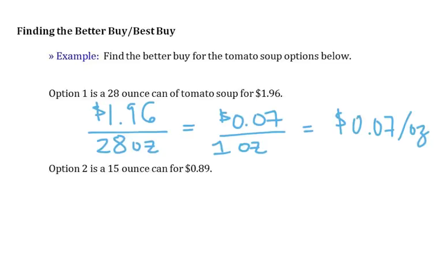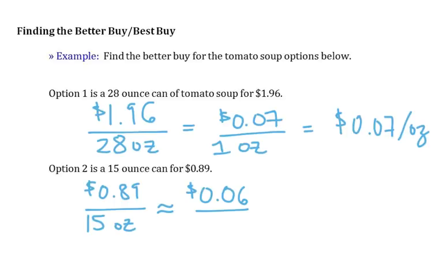And if we carry out that same idea for the second option, we should be able to tell which one has the lesser cost per 1 ounce. So we're basically finding a unit rate here. When we take 89 cents and divide it by our 15 ounces, this one will require a little bit of rounding. I'll round to the nearest cent, so it's about 6 cents per 1 ounce. You can check that calculation.